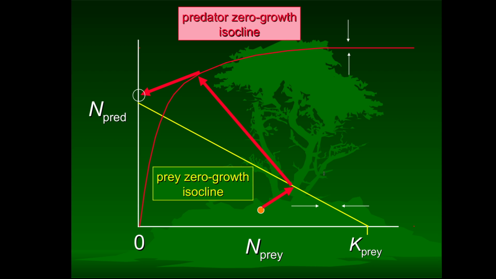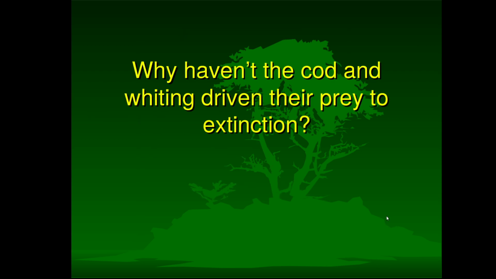Yet the small prey fish populations seem quite healthy and at no risk of extinction. So what's wrong with the isoclines? Or more to the point, why haven't the cod and whiting driven their prey to extinction?